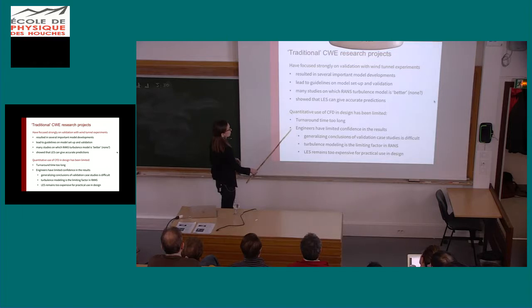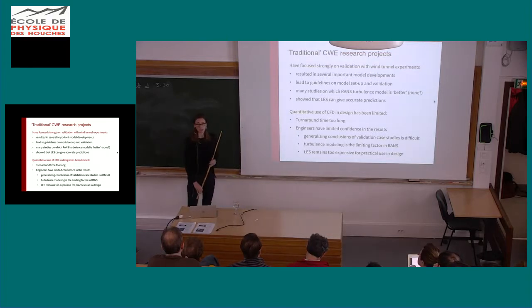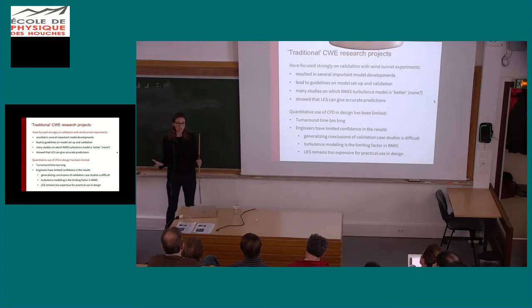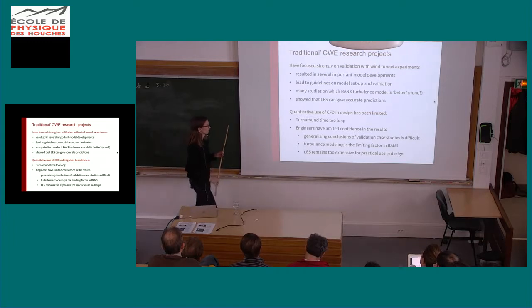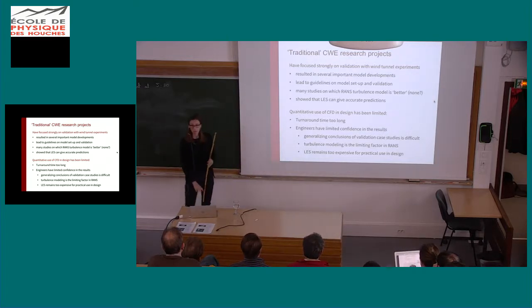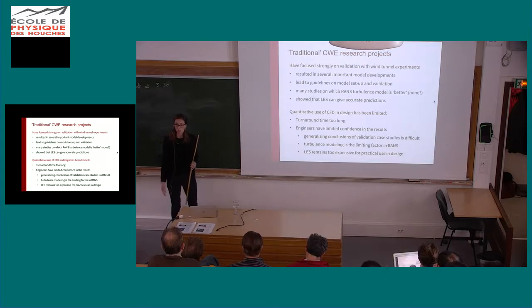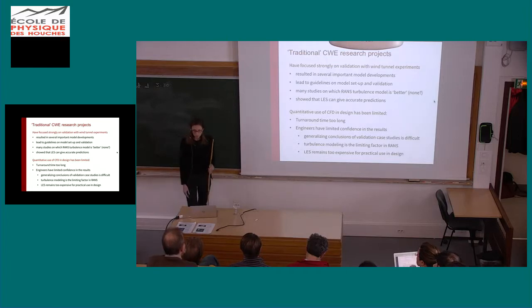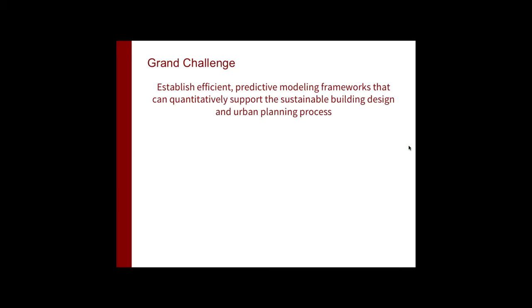The bigger problem is that engineers have very limited confidence in these results, right? And that goes back to this problem. Generalizing conclusions of validation case studies is difficult, right? We can validate something on an idealized urban canyon, but that doesn't mean it's going to work in a much more specific case. Turbulence modeling is definitely the limiting factor in RANS, and then if they think RANS is too expensive, for sure they're going to tell you, I can't wait for 3 weeks to get a result, right? Because the architect makes a change in the building every day. So you need to get faster turnaround times.